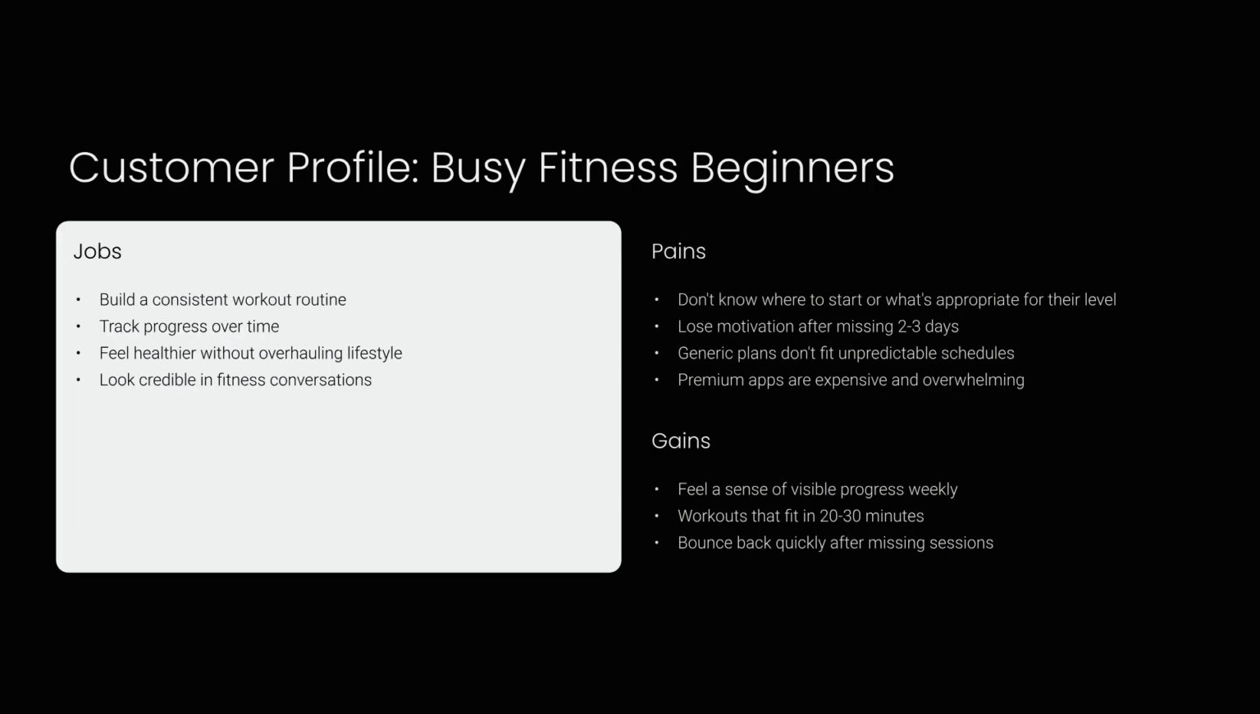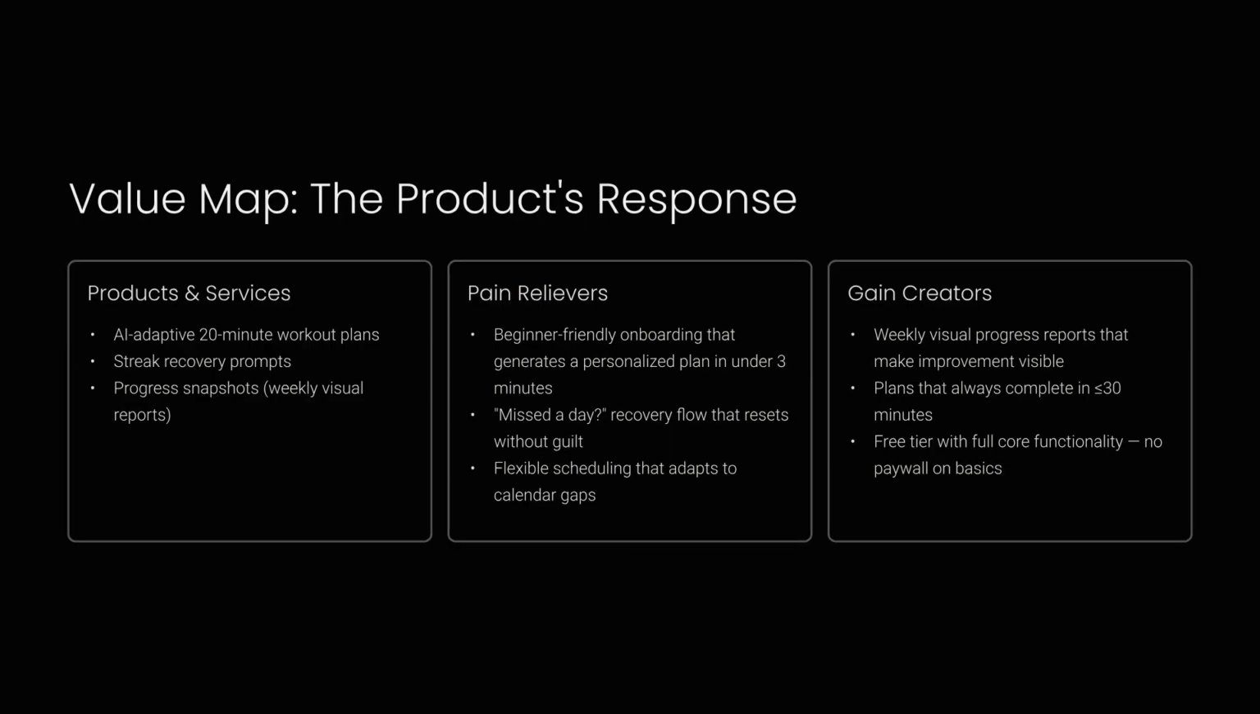Let's apply the canvas to our example customer, busy fitness beginners. Their primary jobs include building a consistent routine and tracking progress. Their pains are not knowing where to start and losing motivation quickly. Their gains are visible progress and short, time-efficient workouts. The value map responds with specific features: AI adaptive plans to save time, missed day recovery flows to prevent guilt, and visual progress reports. Each of these directly addresses a specific pain or job we just identified for our beginners.